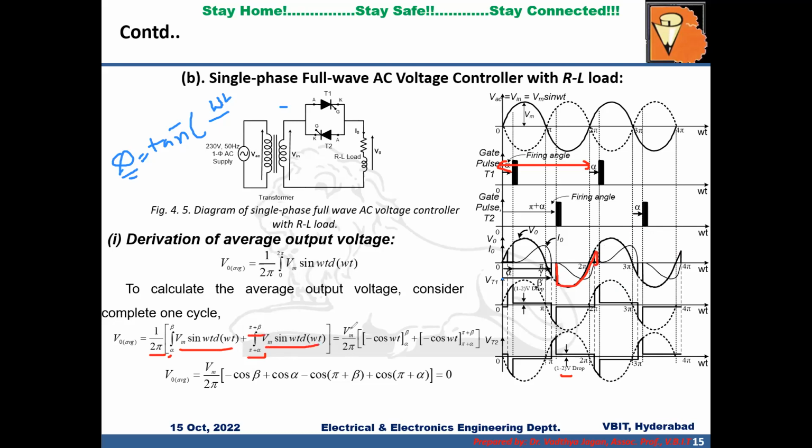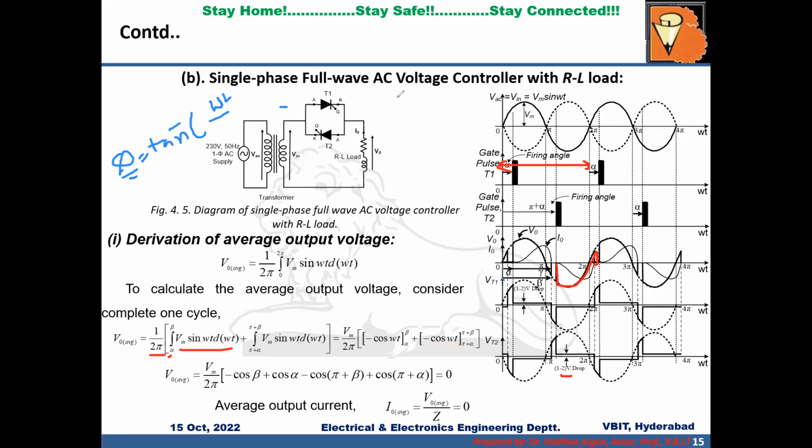So I can take Vm common, Vm by 2 pi. Integration of sin omega t will be minus cos omega t. Here also it is minus cos omega t. By substituting the upper limit and lower limit, you will get the average output voltage equal to 0. You can see the average output current is also 0, because if there is no voltage, there is no current. That is why V naught average divided by Z gives 0 voltage, 0 current.